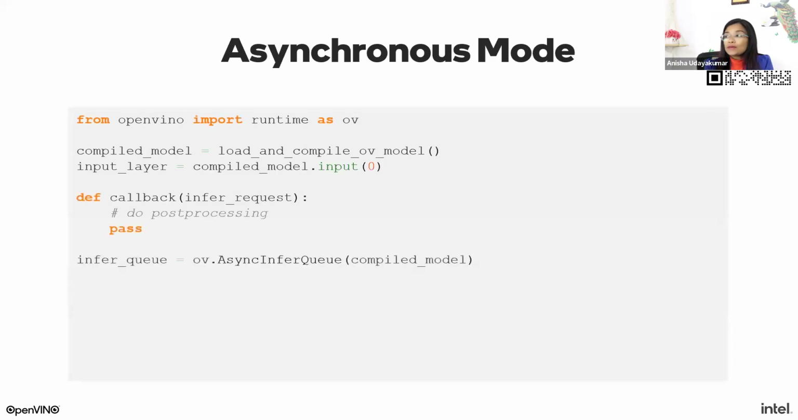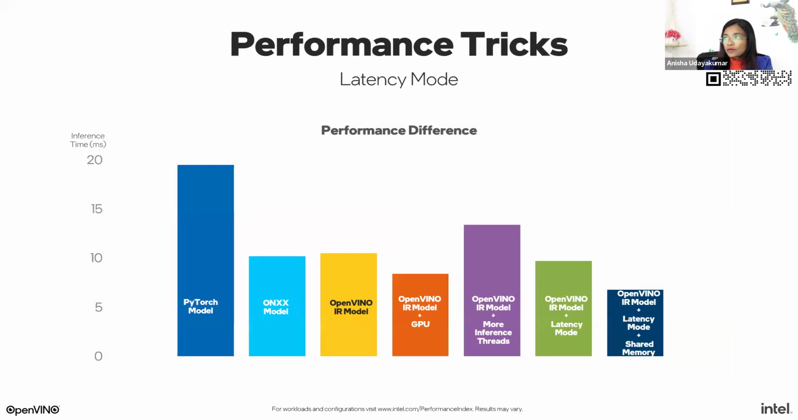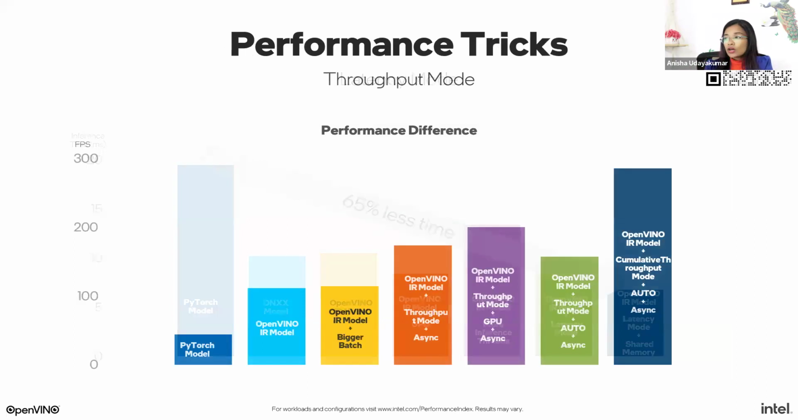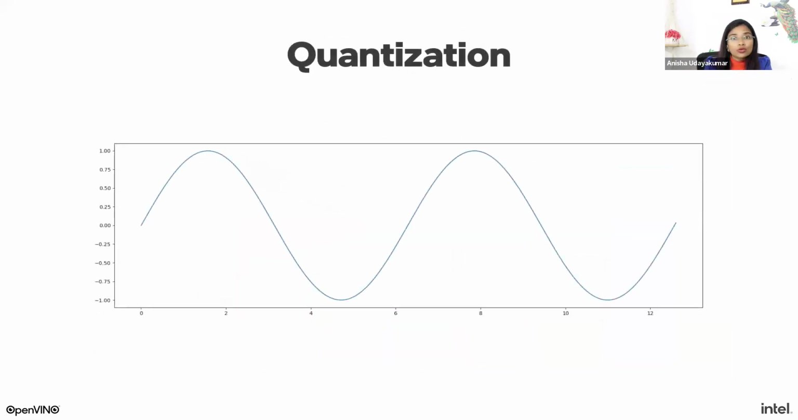So the code snippet for asynchronous mode looks like this. I'll try to quickly wrap up. This is our performance. We have some of the performance tricks. Again, if you want to deep dive, you can scan the QR code. This is for the throughput mode. The key strategies include optimizing batch sizes for any device and adjusting the number of inference threads for CPUs. And there are many other tips that you can follow to get the best performance.